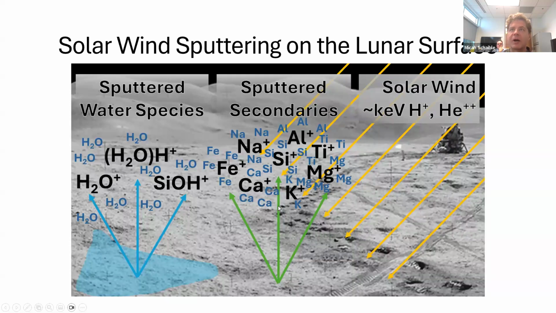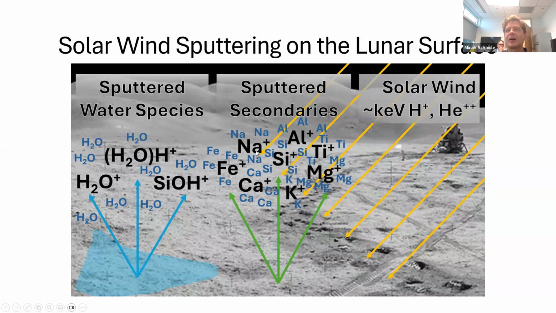That solar wind is predominantly the keV hydrogen and helium component, which interacts with the lunar soil and produces sputtering. The sputtered particles are predominantly neutrals. For the lunar soil, which has iron, silicon, aluminum, titanium, magnesium, all of those are sputtered in relative abundance to their compositional abundance in the surface. But some small fraction of those sputtered particles leave as secondary ions. And those ions are what we're really interested in with this work today.